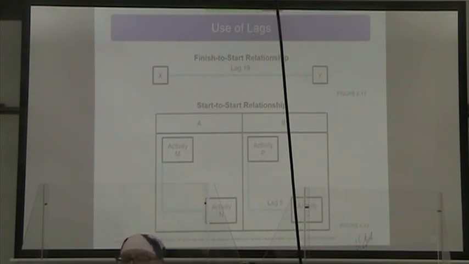Now, we might also have a situation, as in B here, where we start activity P, we wait 5 time periods, that's the lag 5 down here, and then we start activity Q, right? We've got enough of activity P started that they can get started on activity Q.